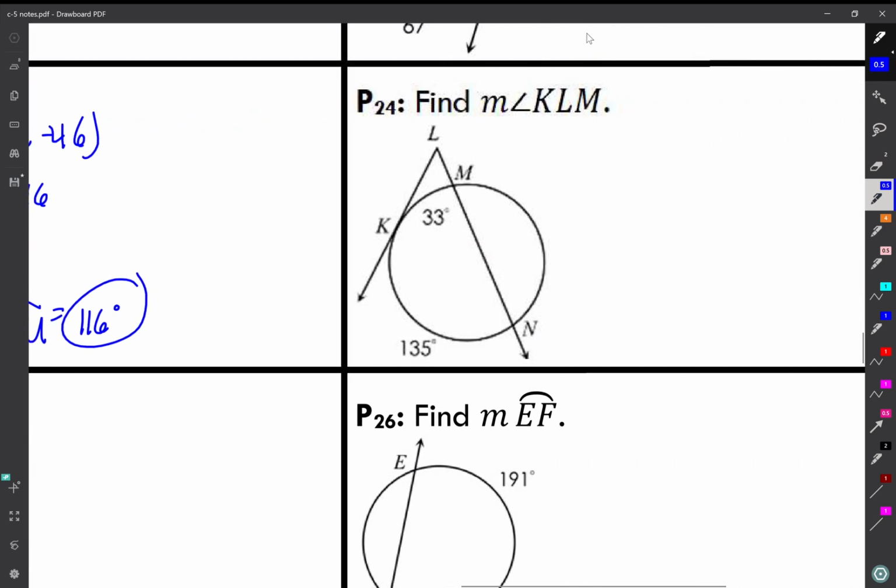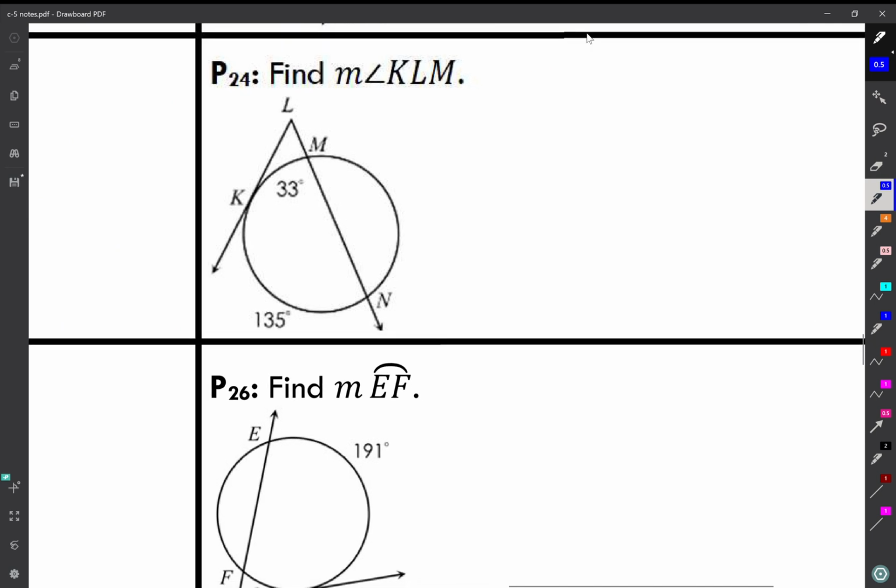Very good. Now, we have a secant and a tangent here. This time it still will follow the same. We'll find the angle the same way we did with secants. So remember, we kind of talked about that. So all I'm going to do is add these up, divide by 2. I'm going to find the difference. 135 minus 33. So the measure of angle KLM is 1/2 their difference.